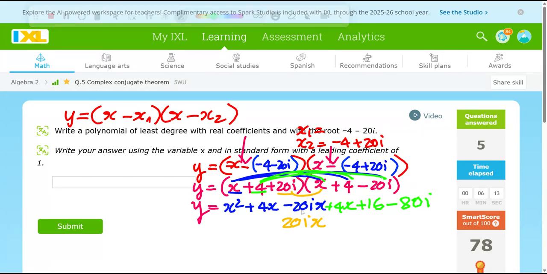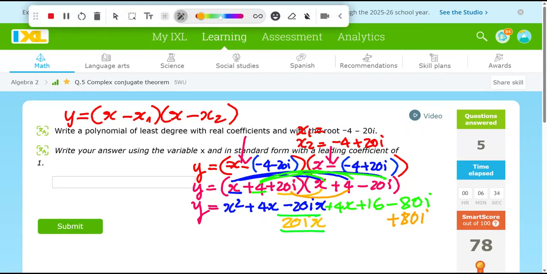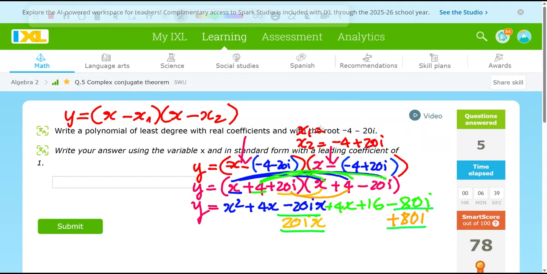So you cancel out, all right? These two, negative 20ix plus 20ix, they cancel out, okay? So now go back, continue over here. 20i times 4 becomes plus 80i. Again, these two are opposite, so they cancel out, okay? These two will cancel out, okay?